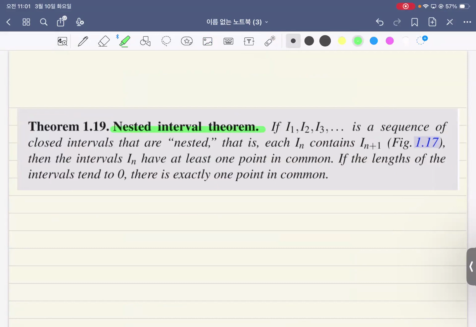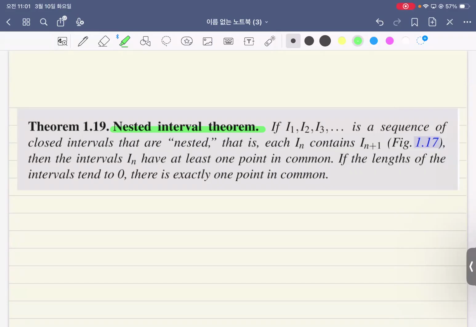Yeah. So today, so last time we discussed the so-called ratio test. So what was the ratio test? Ratio test was basically comparing your series with the geometric series, right? And the nested interval theorem, well, is this.